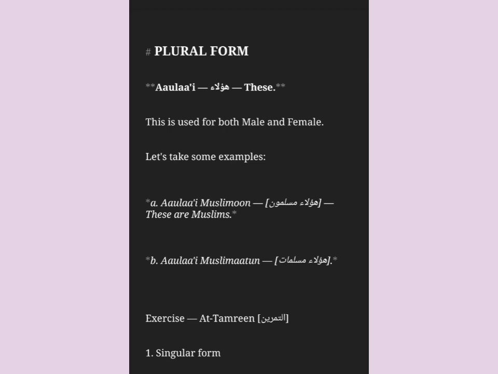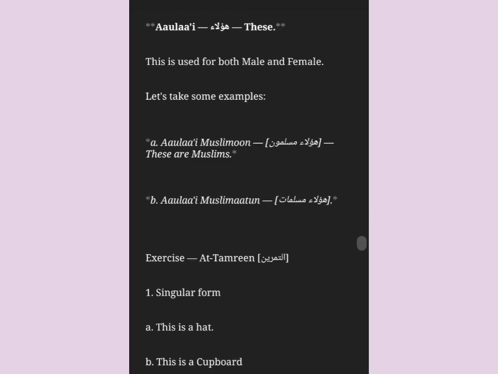Now let's take a look at some examples here. هؤلاء مسلمون. These are Muslims. هؤلاء مسلمات. These are female Muslims.